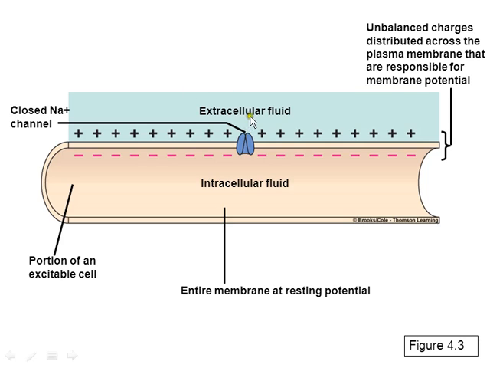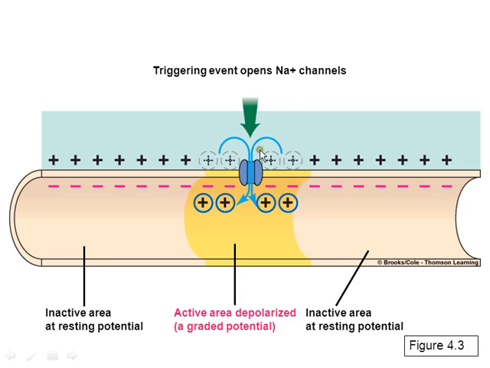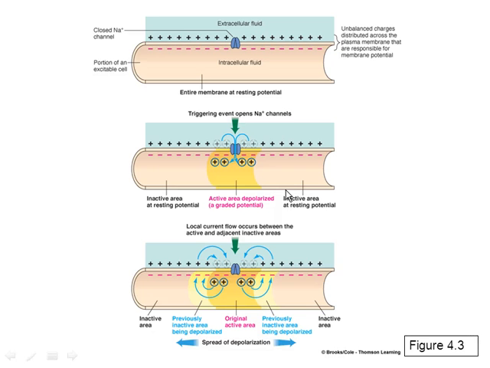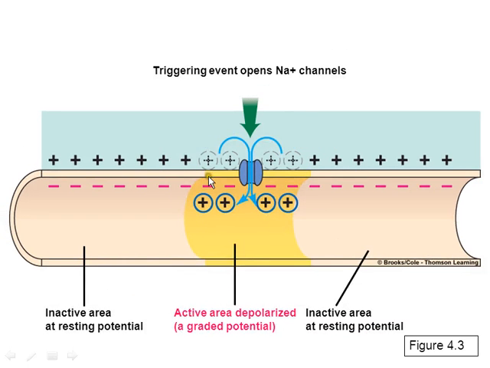So here's how it might work. I get really close to a cell and I bump it. Bink! I bump that little sodium channel. It opens up and sodium goes rushing in. As sodium rushes in, it's going to neutralize these negative charges. And it's going to move down that membrane and start changing these one at a time, moving away from the central source.